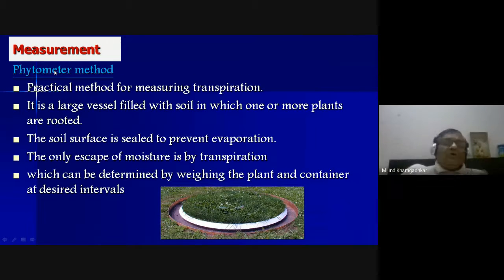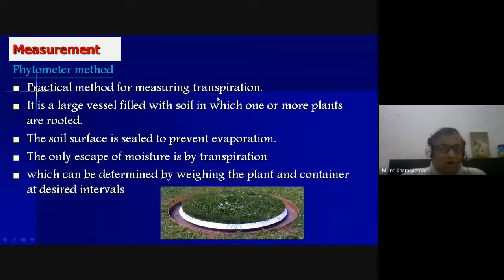Okay, we have seen for measuring the rainfall, it is the rain gauge. For measuring the infiltration, it is the infiltrometer. For measuring the evaporation, the evaporimeter or evaporation pans. And now for measuring the transpiration, the phytometer is there. Next we'll be learning about evapotranspiration. So which is the other equipment for that, or what are the measures for that? That we'll also see. So this phytometer is the practical method for measuring the transpiration, that is water loss through the plant leaves.